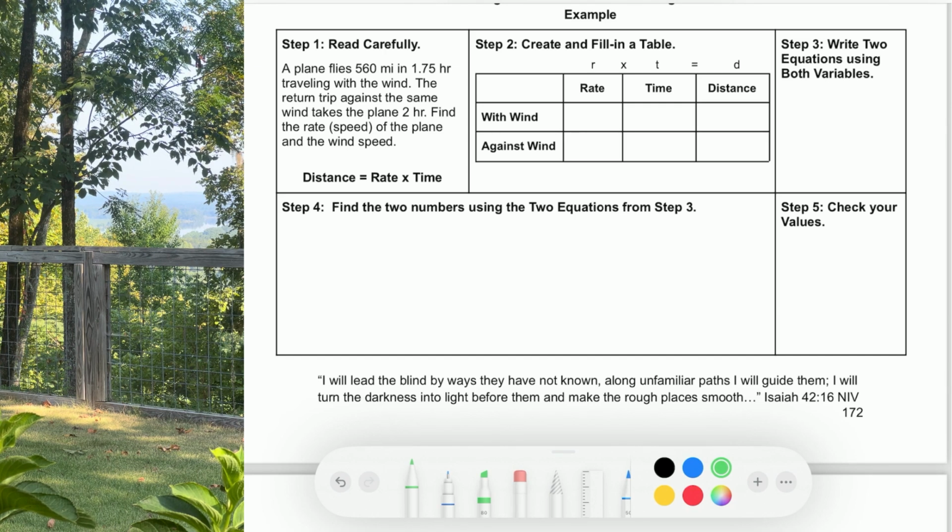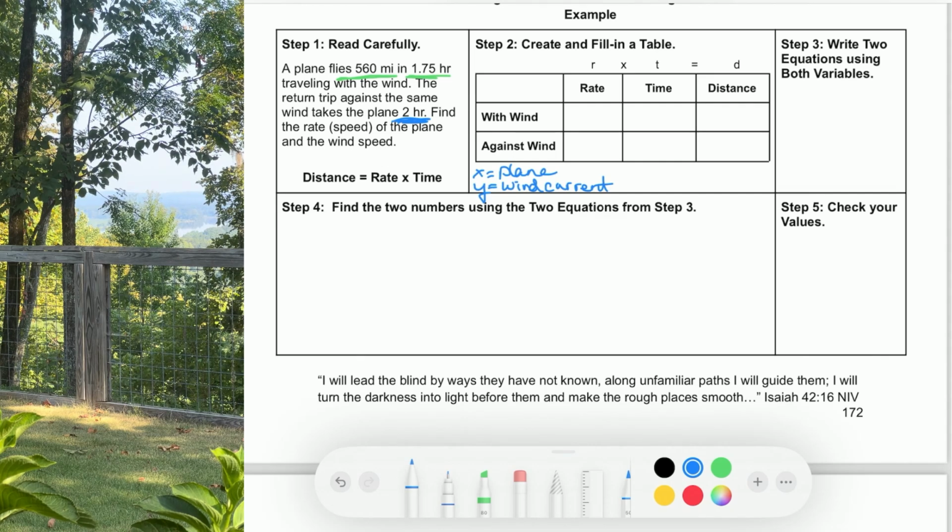All right, so we know that the plane flies this many miles in this amount of time. And the return trip against the same wind takes the plane 2 hours. So they're traveling the same distance, but it takes them longer on the return trip because they're flying into the wind. The wind is slowing them down, basically. Find the rate of the plane and the wind speed. All right, so we need to designate variables. This one's going to be a little bit different, though. I'm going to designate that X represents the plane and Y represents the wind current.